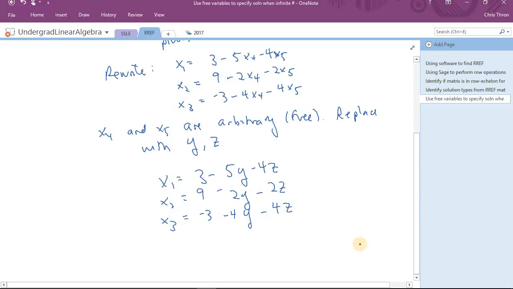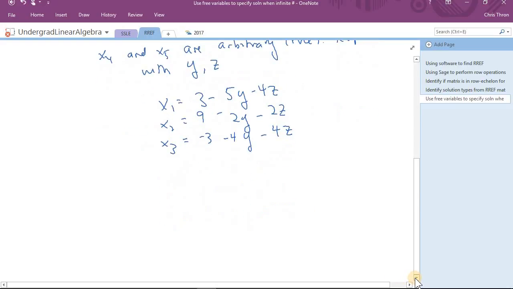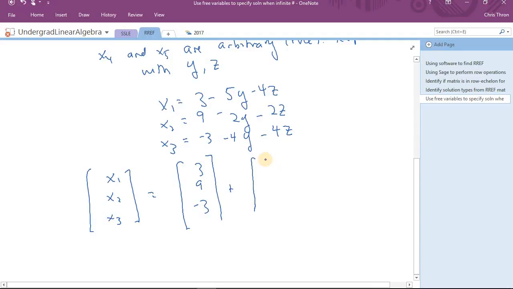I'm going to kind of jump ahead a little bit so you can see where we're going here. I could rewrite this kind of in a column form as x1, x2, x3 is equal to 3, 9, minus 3. And then here I have plus minus 5, minus 2, minus 4, this is times y, plus minus 4, minus 2, minus 4 times z.